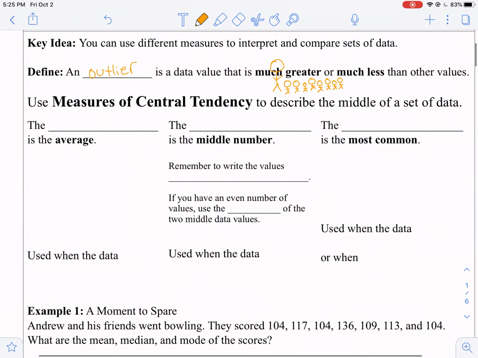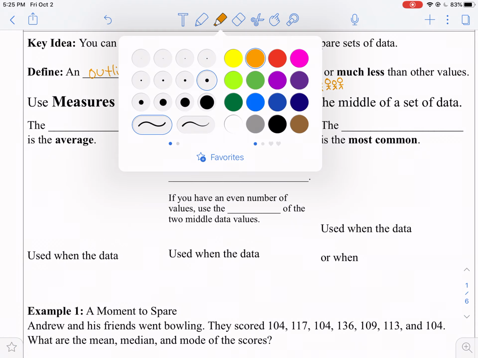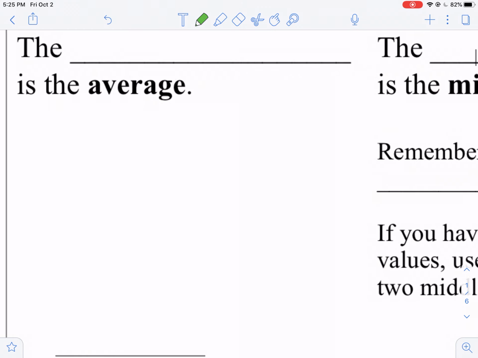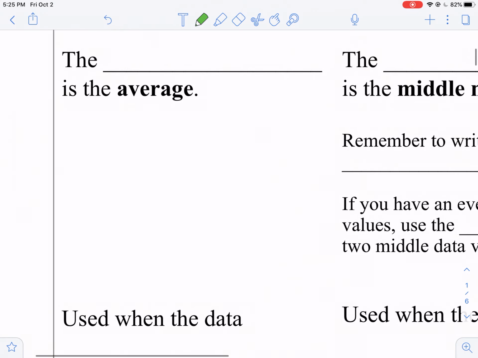Okay, now that that's done, let's talk about our main idea, which is measures of central tendency. That is, how does it behave in the middle? What does the middle look like? Okay, a very, very common measure is the average. And the mathematical word for average is mean.